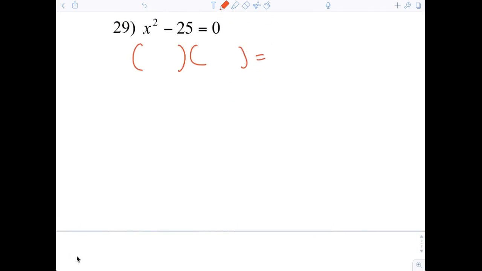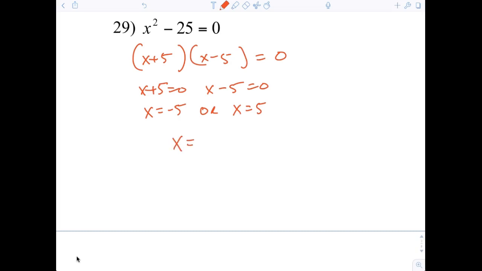Difference of squares. So that's x plus 5, x minus 5. So x plus 5 equals 0, x minus 5 equals 0. So x equals negative 5, or x equals 5. Now let me show you how you can write that. All right. X is equal to plus or minus 5. All right, that's just kind of a shorthand notation.